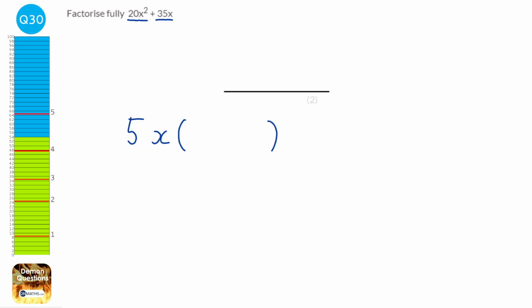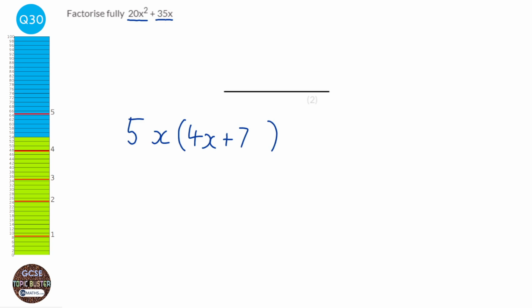Then what we're going to need to ask ourselves is 5x times what is 20x squared? Well, 5 times 4 is 20, and x times x is x squared. Then to get the second term in the bracket, we ask ourselves, what times 5 is 35? Well, that's going to be 7. And what times x is x? Well, we don't need an x on the end of that. 5x times 7 is 35x.